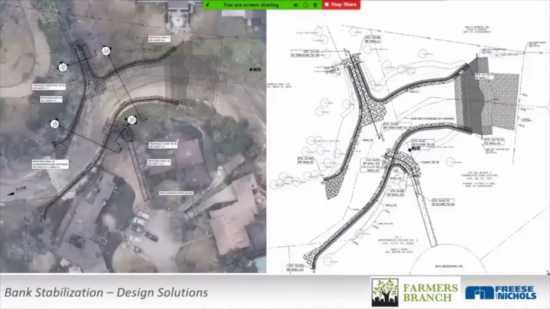So this is a plan view showing the bank stabilization. The solution here was a modular block wall, had rock riprap toe protection in front of it to protect against scour. Above, on the upper parts of the wall, we had mechanically stabilized earth, MSE bank stabilization to provide a green element.